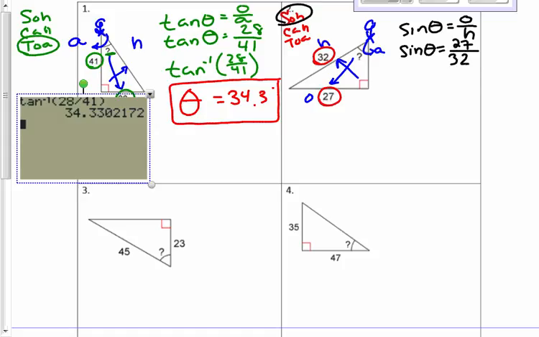We need the angle. Anytime we need the angle, that means we have to take the inverse of the trig function we're working with. So we're going to take the inverse of sine of 27 over 32. So at that point, you can go ahead and grab your calculator.